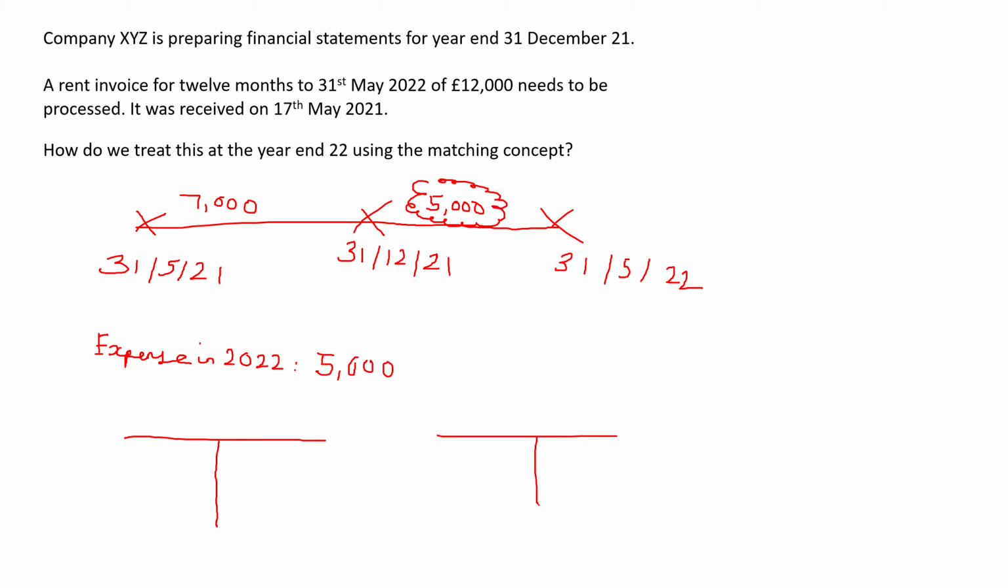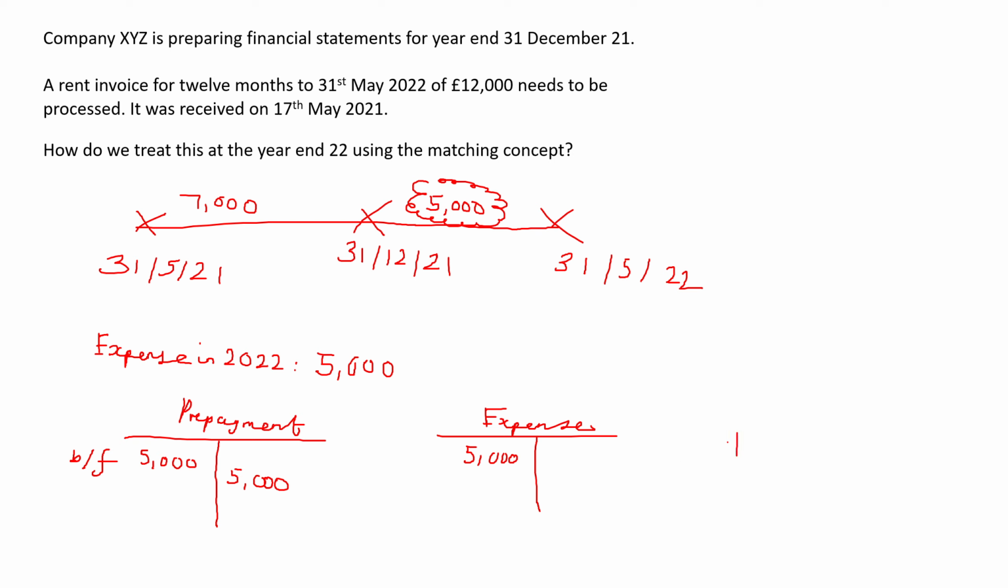Okay, now I'm just going to draw some T accounts. I'm going to show you what happens to the prepayment. So last year we had a prepayment, we have a prepayment brought forward of £5,000. Our expenses here. Now expense is always zero, isn't it? It's always zero at the beginning of the year. So the prepayment, do we need it? Not anymore, because that related to last year. So I'm going to put 5,000 here. And I'm going to put the 5,000 here.